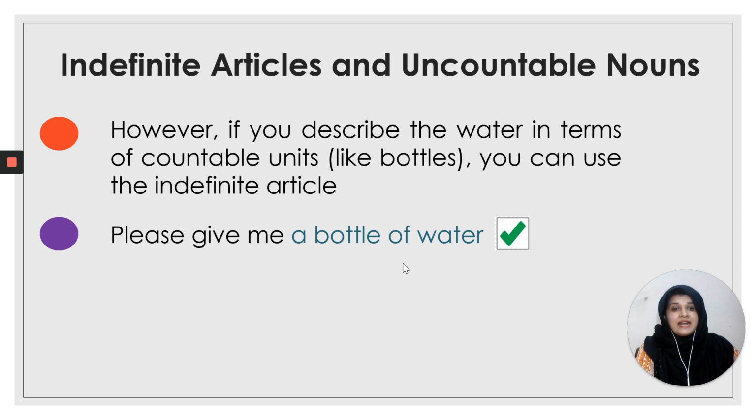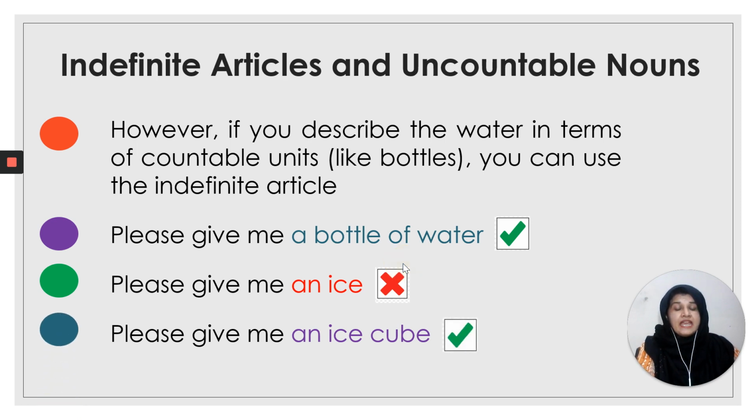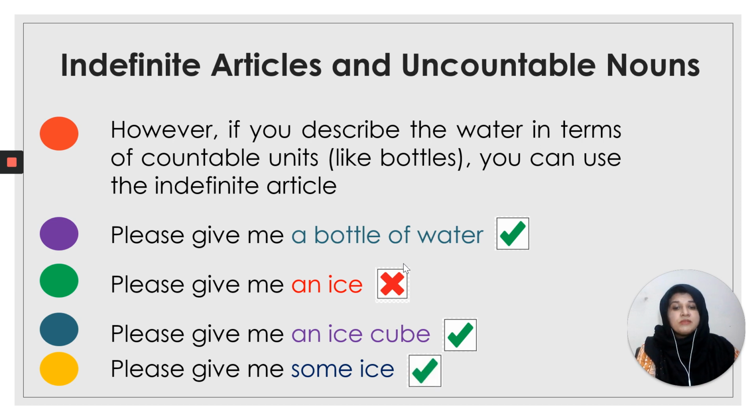Okay, let's move. However, in some situations we describe water in terms of countable units like bottles. So in that situation, we can use an indefinite article. For example, please give me a bottle of water. Now we can count the bottles. That's why we are using the indefinite article with it. What about this sentence? Please give me an ice. Why is it incorrect? Because ice is again uncountable. But when we say an ice cube, a cube can be counted. That's why we are using an with it, and the sentence is correct. Again, please give me some ice. Here again the sentence is correct.